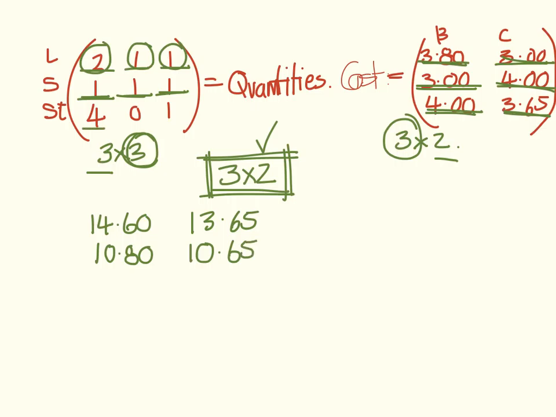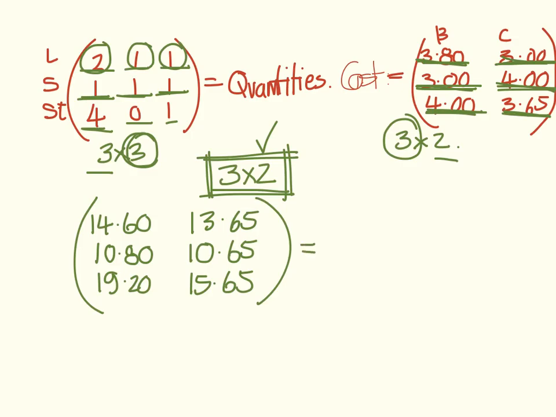And then I do it all once again for Steve. 4 times $3.80, 0 times $3, and 1 times $4 comes to $19.20. And Steve also went to the canteen, $3, $4, $3.65 multiplied by his quantities comes to $15.65. So that is our resultant matrix, our actual final cost. This one we should really be calling our price. That's a much better word for it. So our final price here.